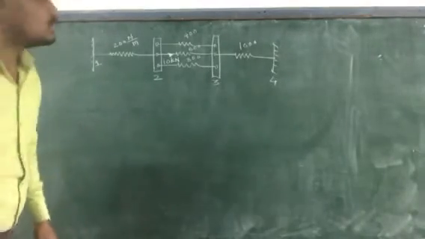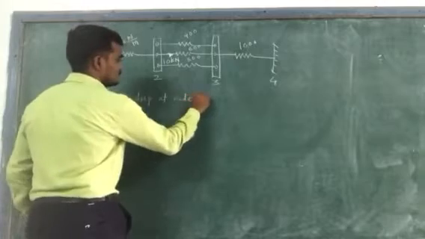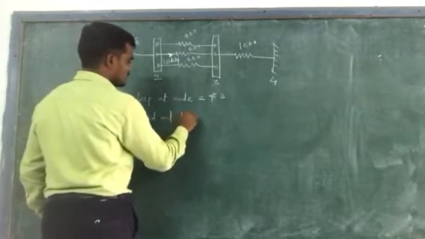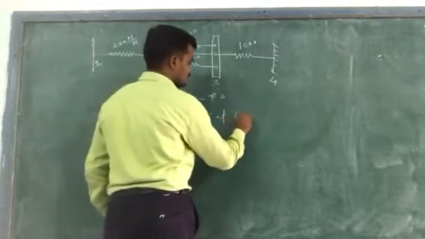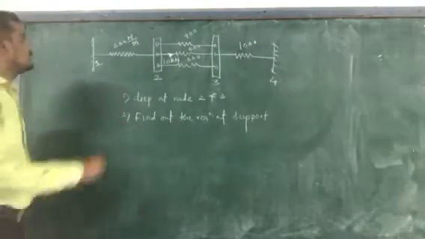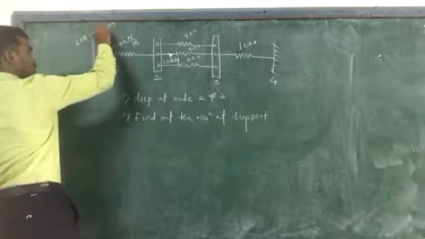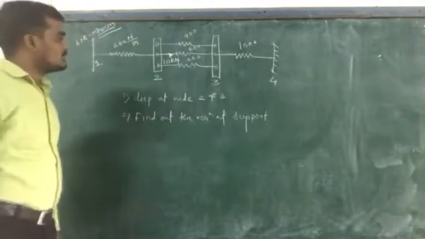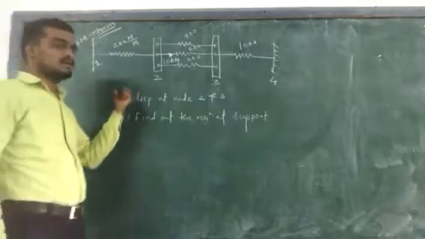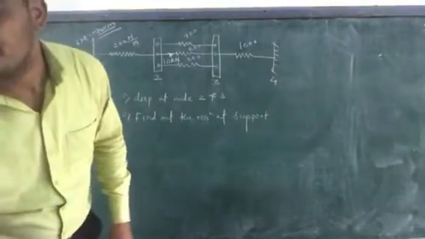They asked to find the displacement values. The first is the displacement at nodes 2 and 3, and the second is to find the reactions at the supports. So these are the two questions they have asked. This example was asked for 6 marks in the examination. If you have any doubts while solving this example, we will clear them in this lecture. So we will start and try to solve it.